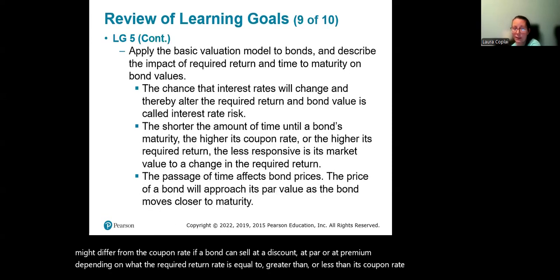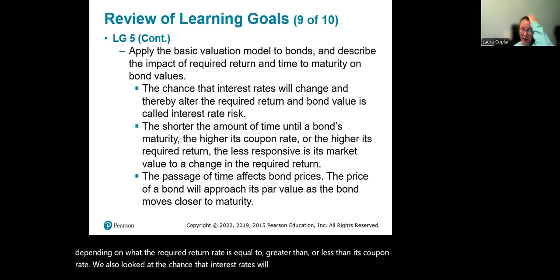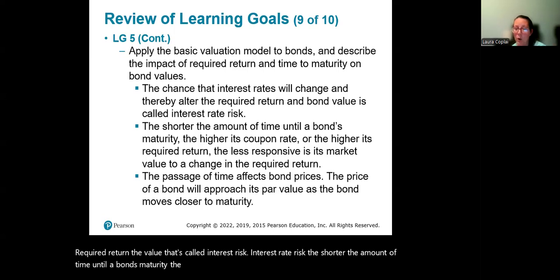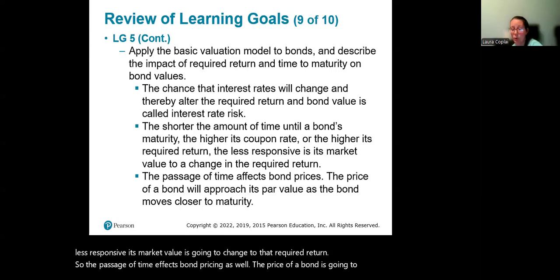We also looked at the chance that interest rates will change and thereby might alter the required return and the value. That's called interest rate risk. The shorter the amount of time until a bond's maturity, the higher its coupon rate, or the higher its required return, the less responsive its market value is going to be to changes in that required return. So the passage of time affects bond pricing as well. The price of a bond is going to approach its par value as the bond moves closer to maturity.